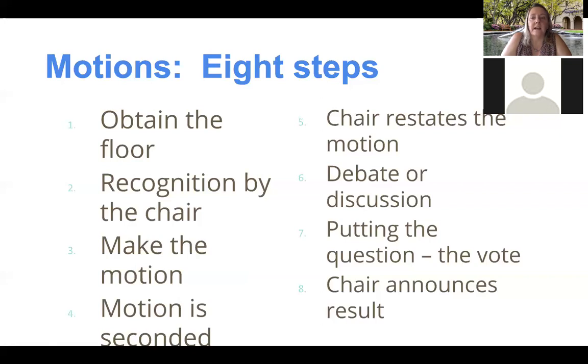And then the secretary records who made that motion. The motion is seconded by another member, and the secretary records that the motion is seconded. Then the chair restates the motion. So the president says, there is a motion on the floor to move forward with the fundraising and sign a contract with the frozen cheesecake company. And then, is there any further discussion?